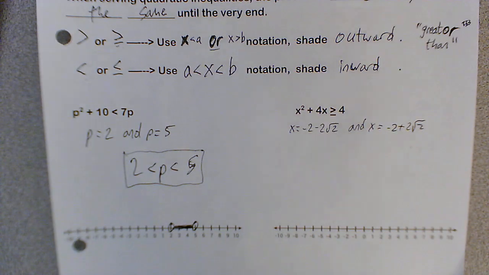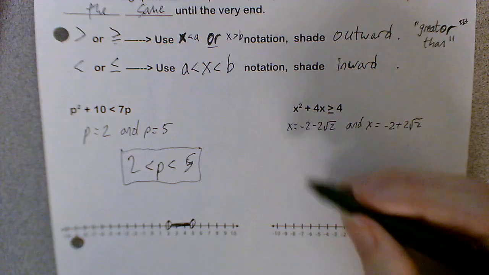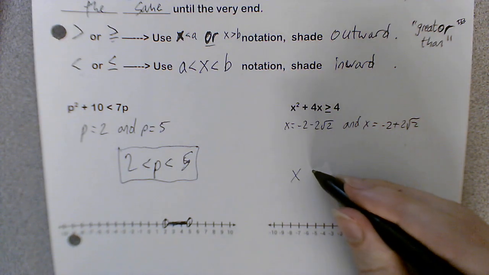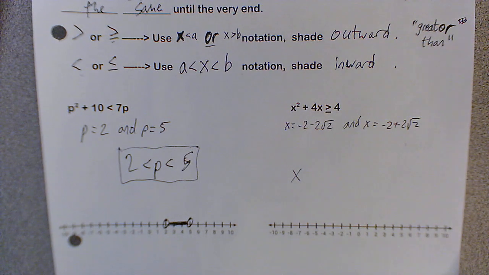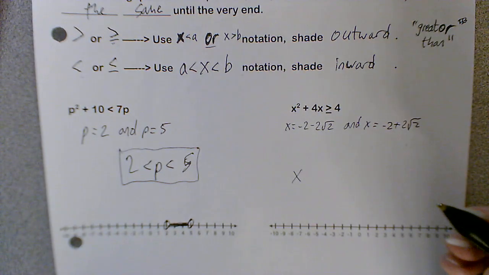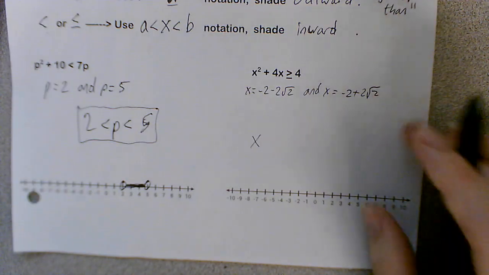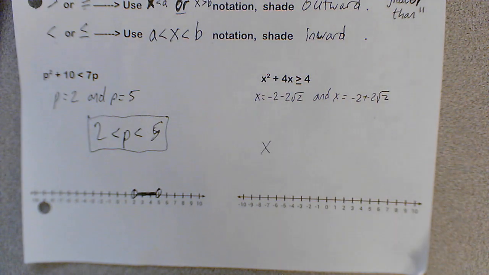Okay? So, because it's greater than, we're going to be using or notation. So we're going to say that x is less than, well, first of all, before I do this, we need to figure out where they are on the number line. If you type these into Desmos, which I highly suggest that you do right now, you should get a decimal answer, and that will tell you where on the number line it should go.